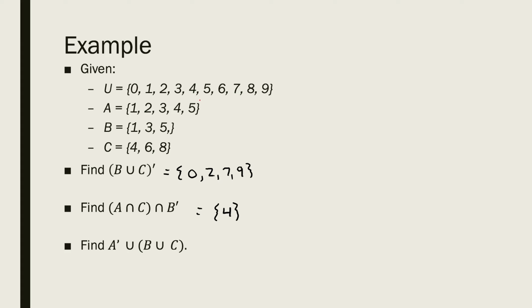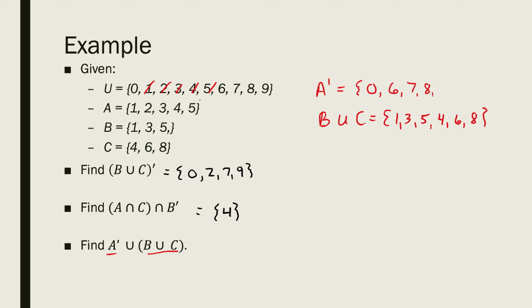So for our last example, we need B union C. So again, merging those two sets, I'm going to write down set B, I'm going to write down set C, and there are no duplicates. I need A complement. So I'm going to look at set A, which has 1, 2, 3, 4, 5, and I'm going to mark this off. So A complement will be the other numbers, so 0, 6, 7, 8, and 9.